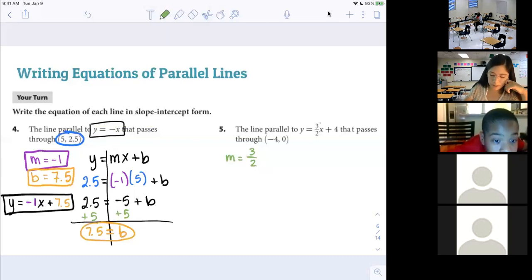The equation. It says it in the problem. Good. How do we know that's going to be the same slope for both lines? There's an X right next to it. Yeah, but how do I know? It's the same.